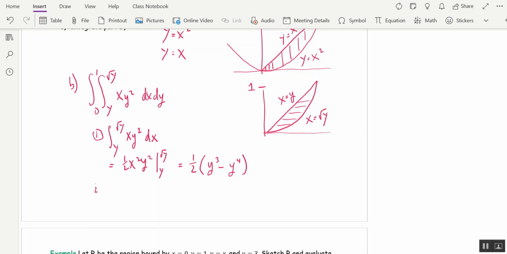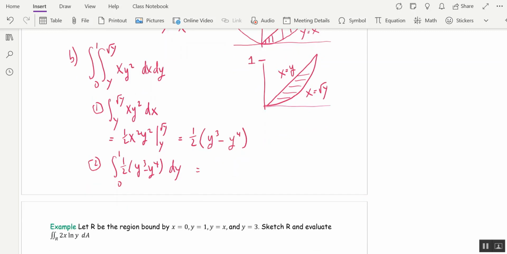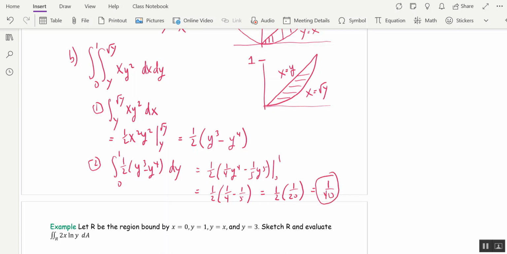Okay, and now integral 2, we take the answer to integral 1, and we use the limits from the outside integral, 0 to 1, and that's a dy. Okay, I'll leave the 1/2 out again, 1/4 y to the 4th minus 1/5 y to the 5th between 0 and 1, which is 1/2 times a 4th minus a 5th. When I plug in 0, I just get 0. So that's 1/2 of, let's see, that would be 1 over 20. So I get 1 over 40. And that's my final answer.